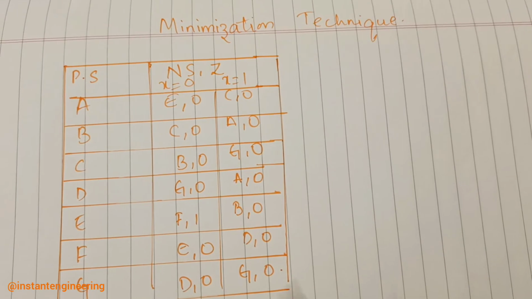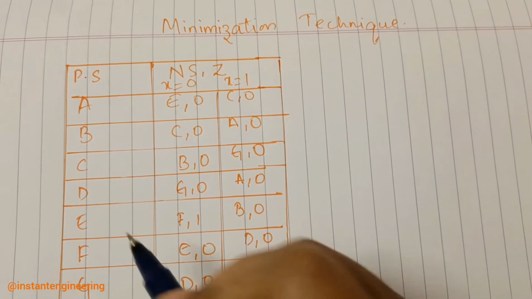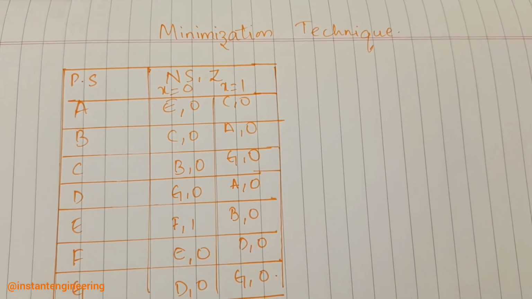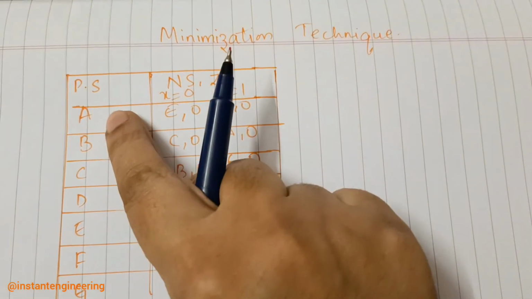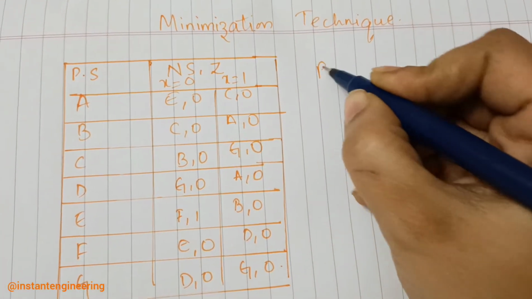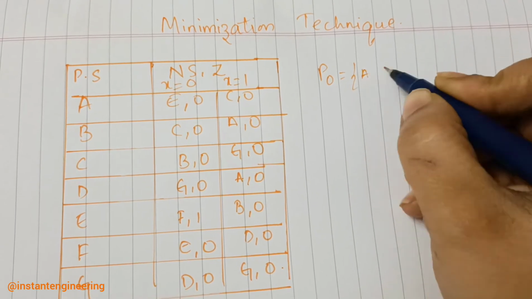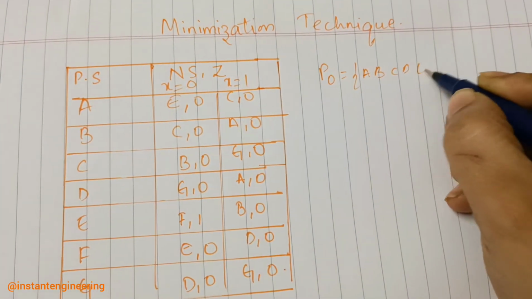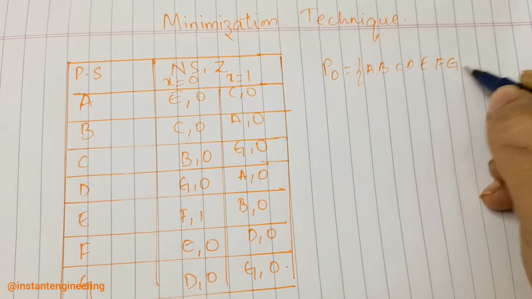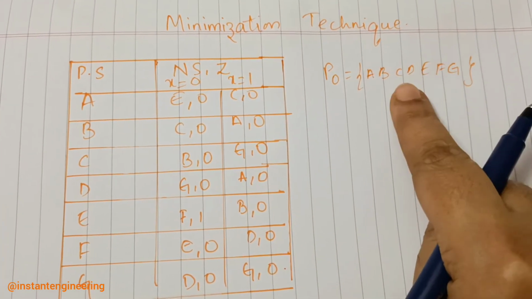So here we will reduce this in the form of partitioning. Before you start this partitioning, whatever present state values are given, you have to just write that. P0 is nothing but A, B, C, D, E, F, G, all the values whatever he gave. Now for this we are partitioning.